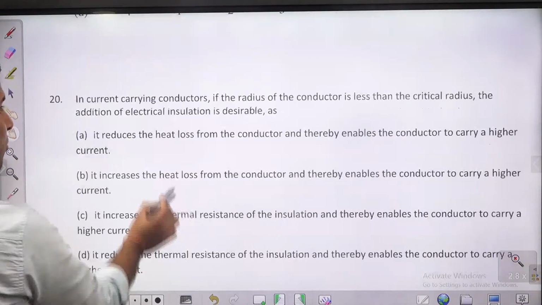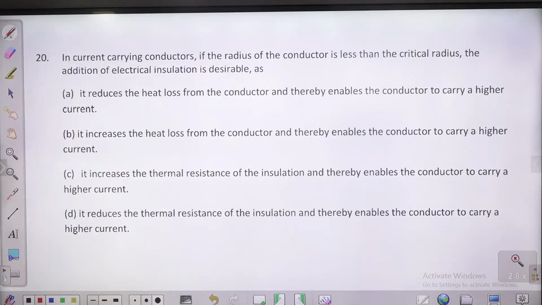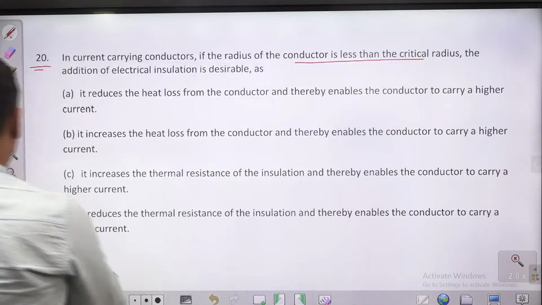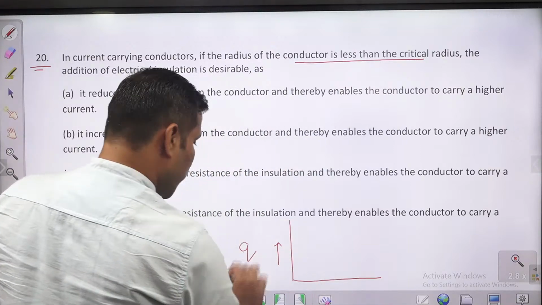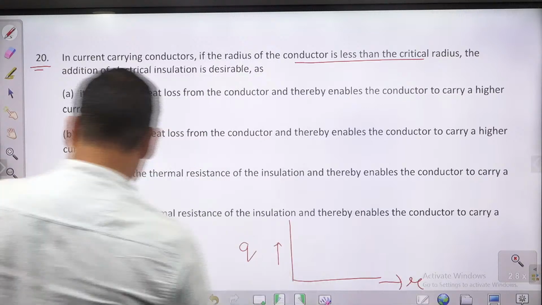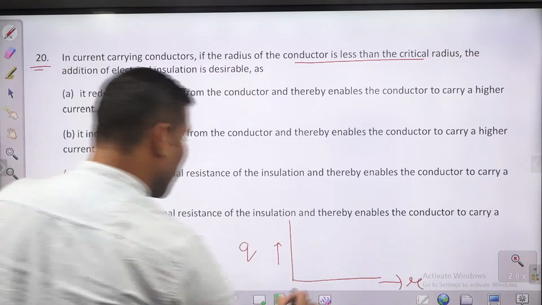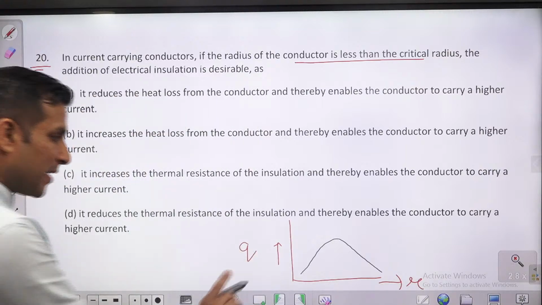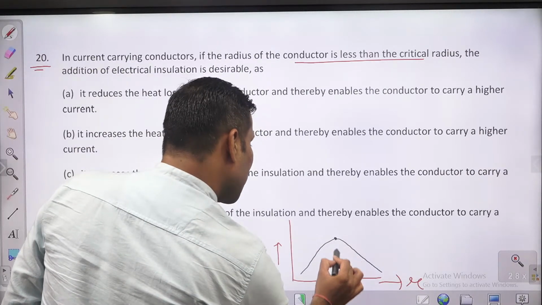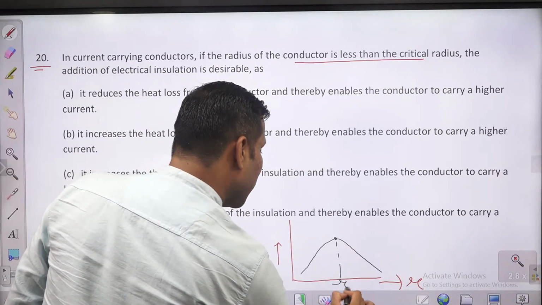चलिए, let us move to the next question, question number 20. Please read this and try to answer. In a current carrying conductor, if the radius of the conductor is less than the critical radius, you know guys, if you take Q here and draw r here, you will have some plot like this. आपके पास कुछ ऐसा plot होता है बच्चों. Initially with the increase in the radius, the heat transfer increases, it becomes maximum, and then it starts decreasing. So the heat transfer is maximum at what? At some critical radius.